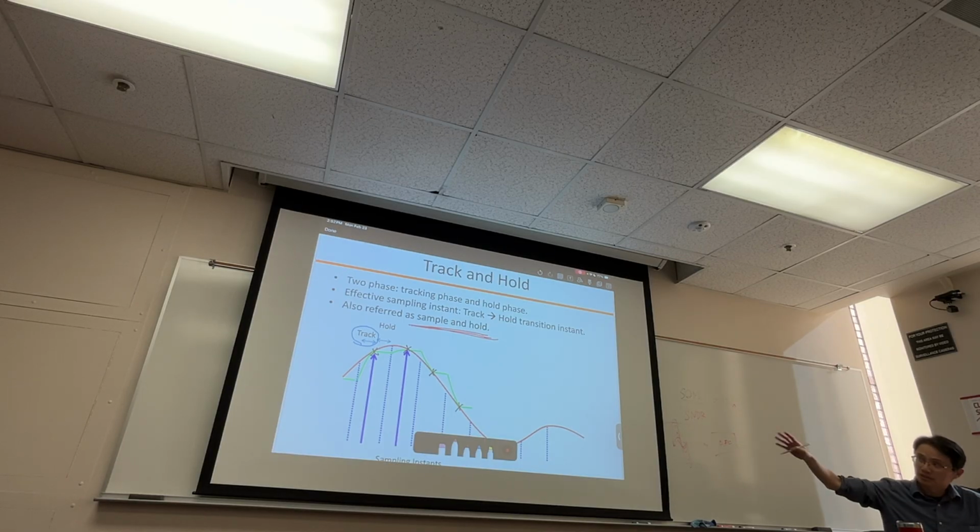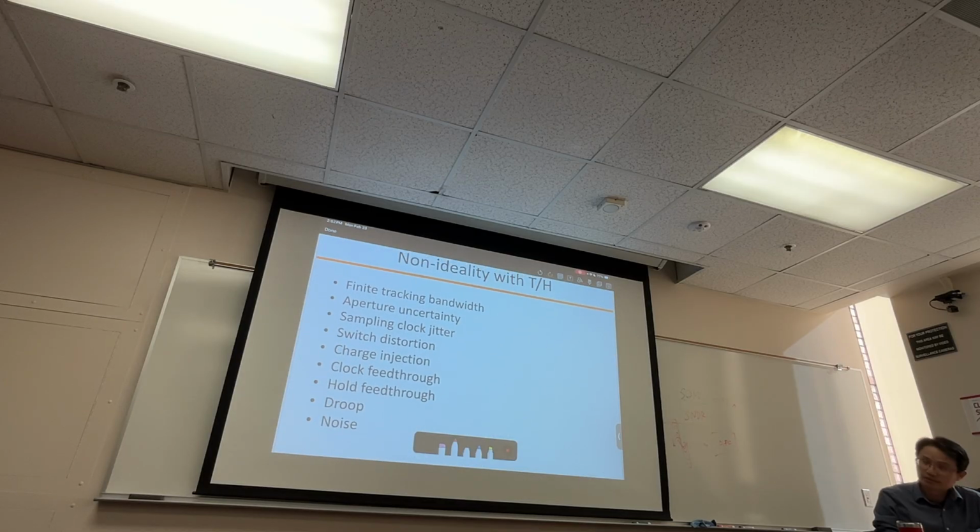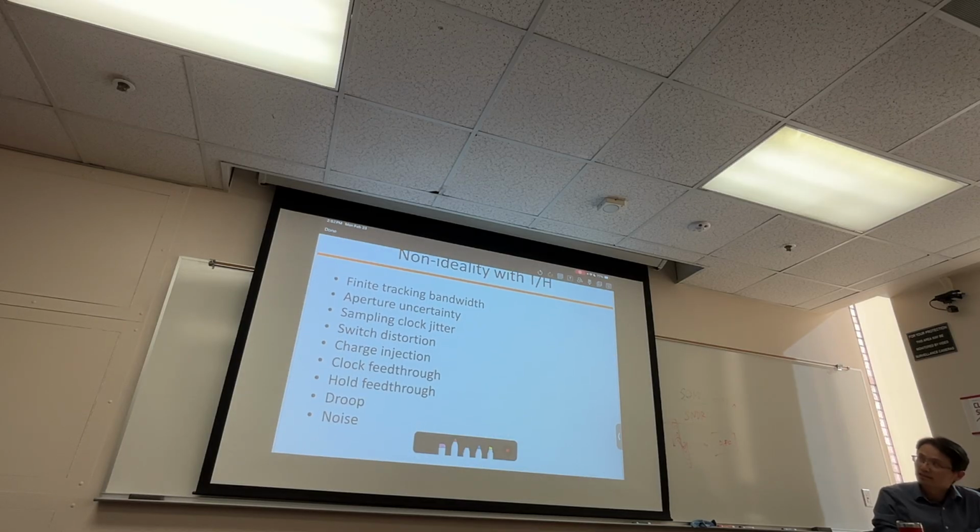Other than you need to understand that the end of the tracking phase to the beginning of the holding phase is actually the sampling instant. However, looking at these sampling circuits or track and hold circuits, we need to consider finite tracking bandwidth, aperture uncertainty, sampling jitter, switching distortion, charge injection, clock feedthrough, hold feedthrough, droop and noise, just to name a few. This is just one sampling circuit. But don't worry, I'm going to spend a lot of time going through them one by one.